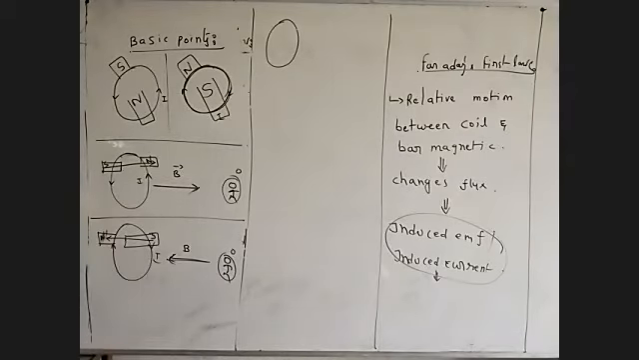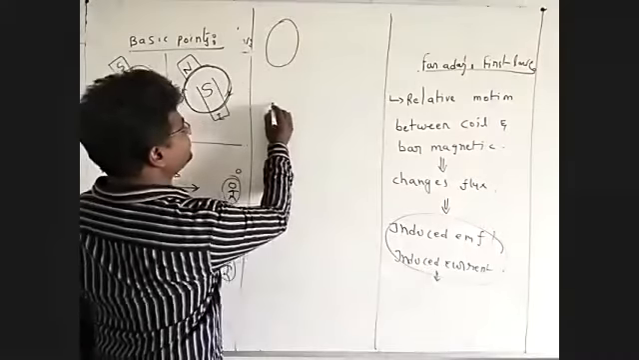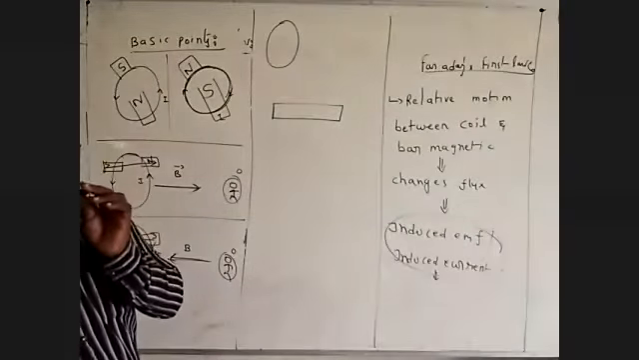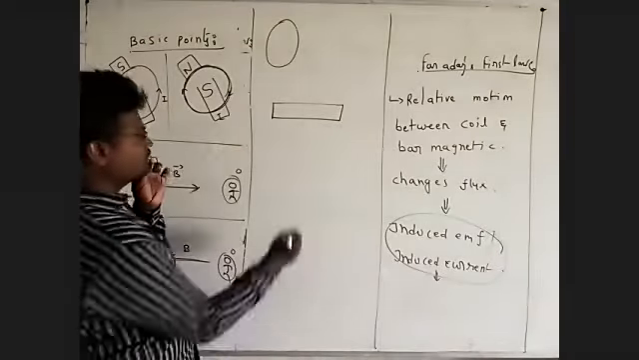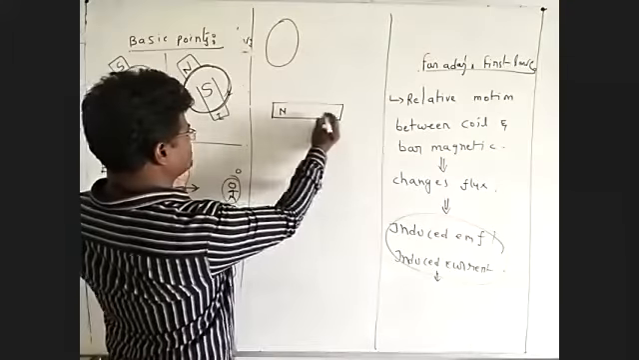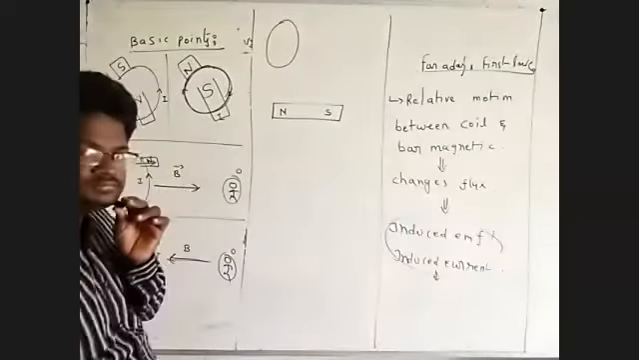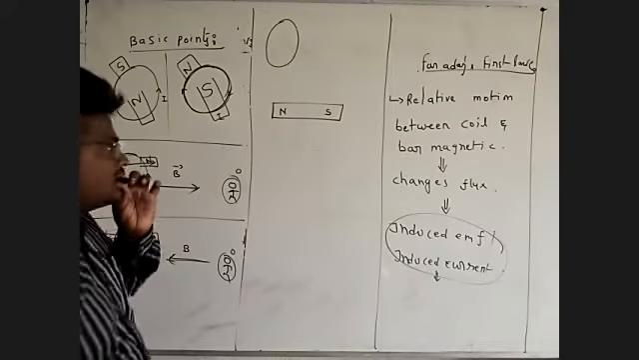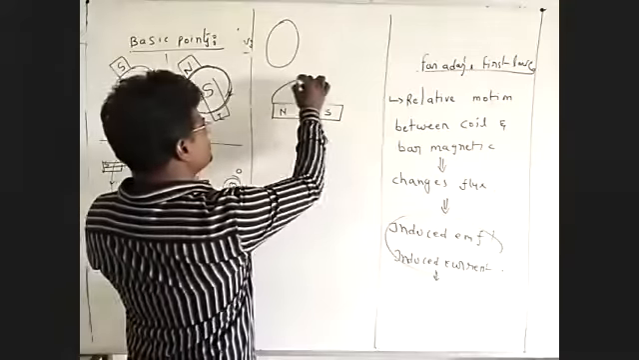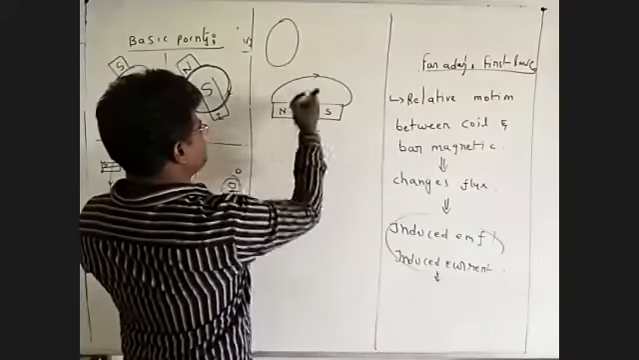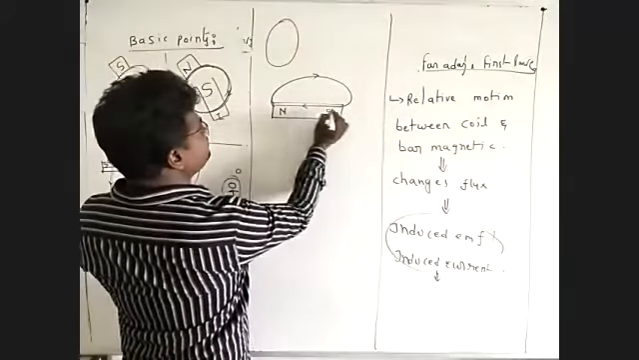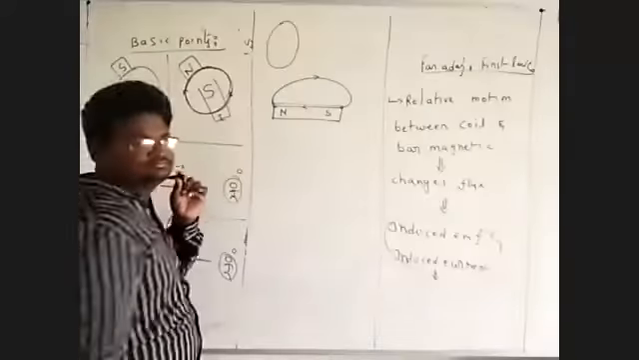What is the basic point here? Very, very important. This is a bar magnet, having two poles, north pole and south pole. Outside the magnet, magnetic field lines start from north to south. But inside, magnetic field lines go from south to north.